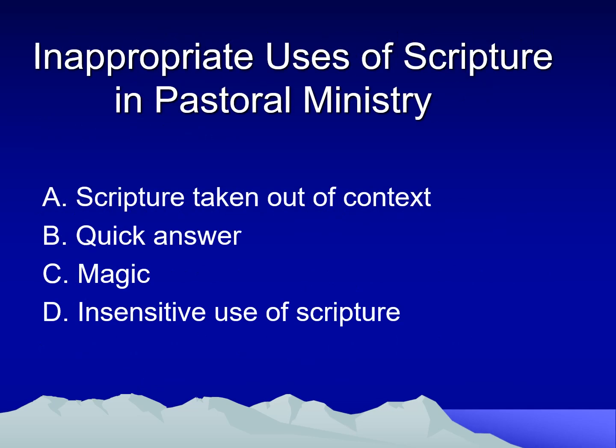Now, let's look at some inappropriate uses of Scripture. We need to be careful that we don't take Scripture out of context. In Matthew chapter 5, verse 29, the Bible says, "And if your right eye makes you stumble, tear it out and throw it from you. For it is better for you that one of the parts of your body perish than for your whole body to be thrown into hell."